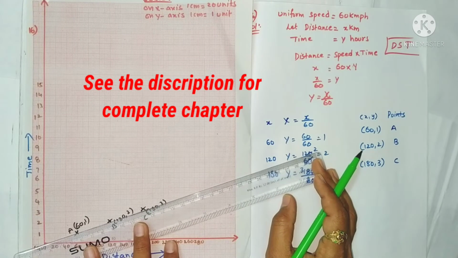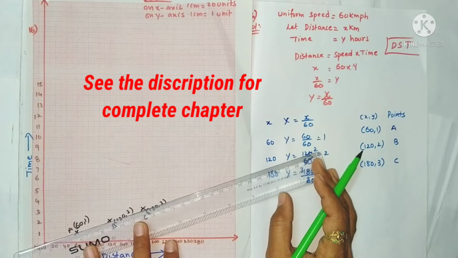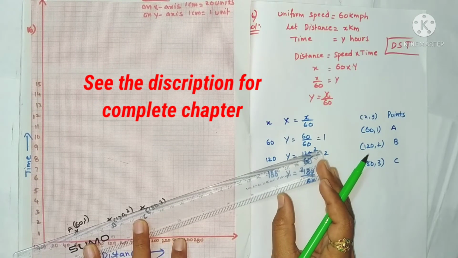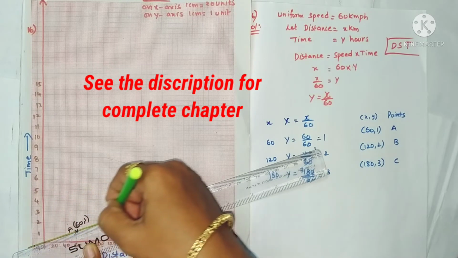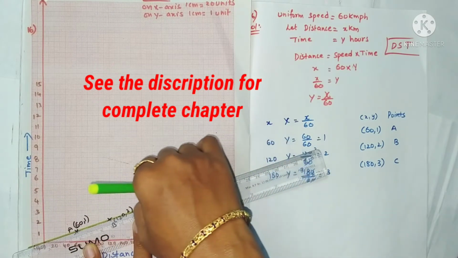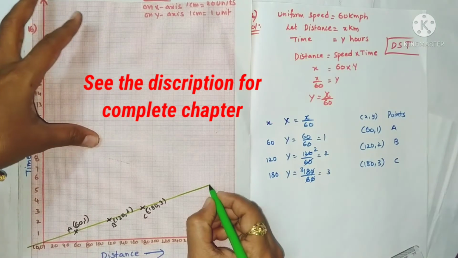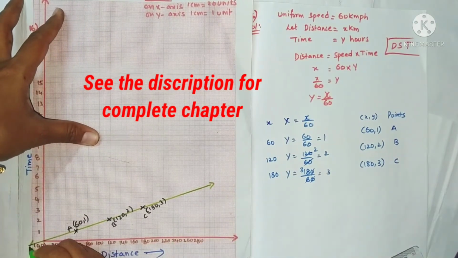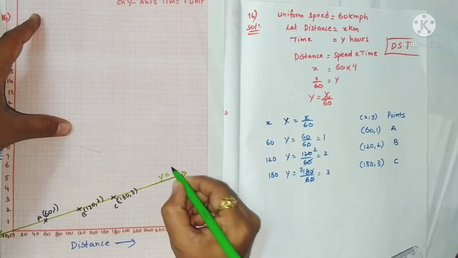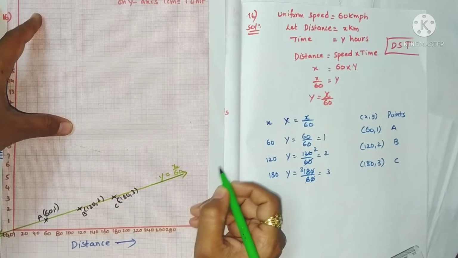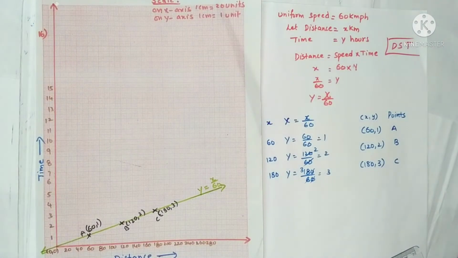It also passes through the origin because it is in the form of y equals mx. Here the m value is 1 by 60. Okay. So it is the y equals x by 60 graph.